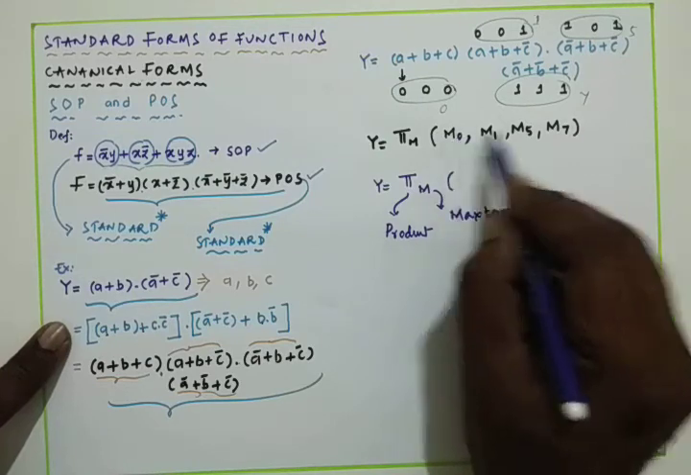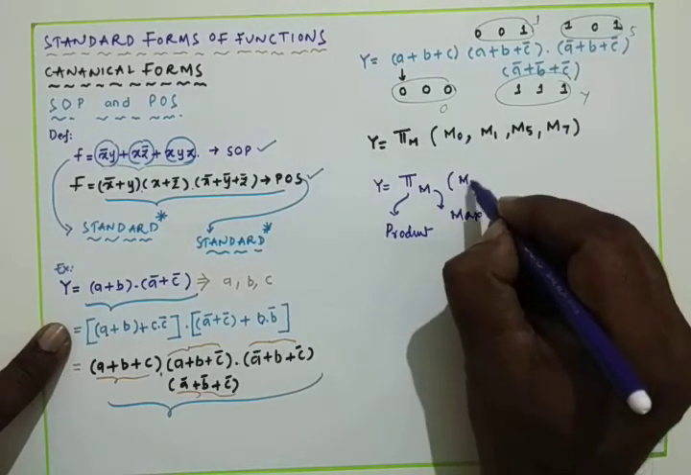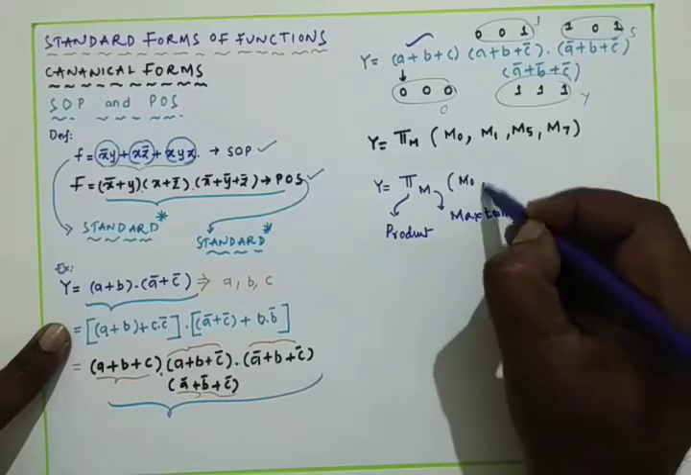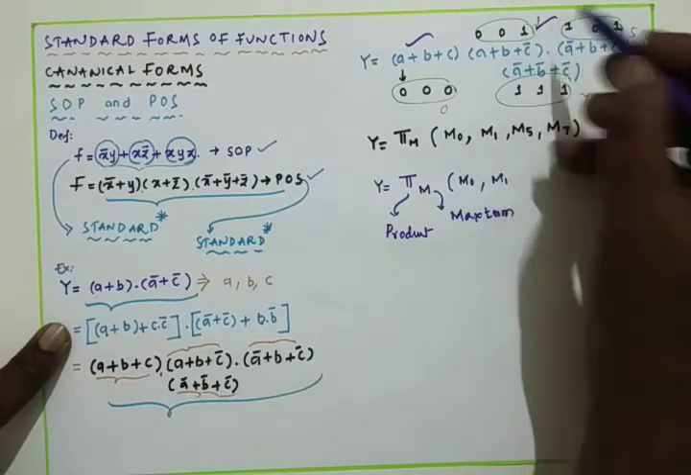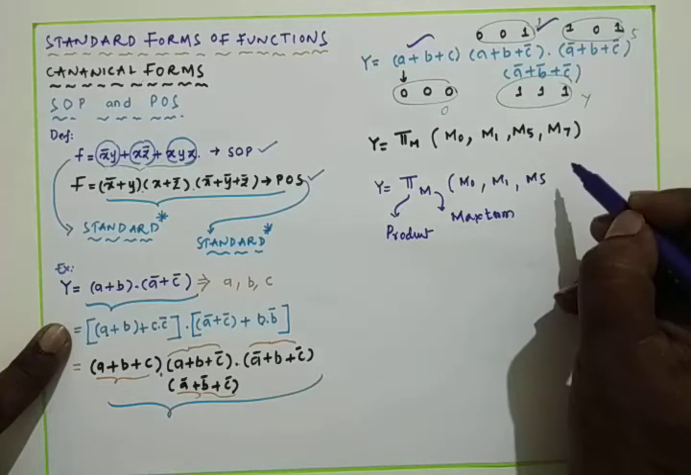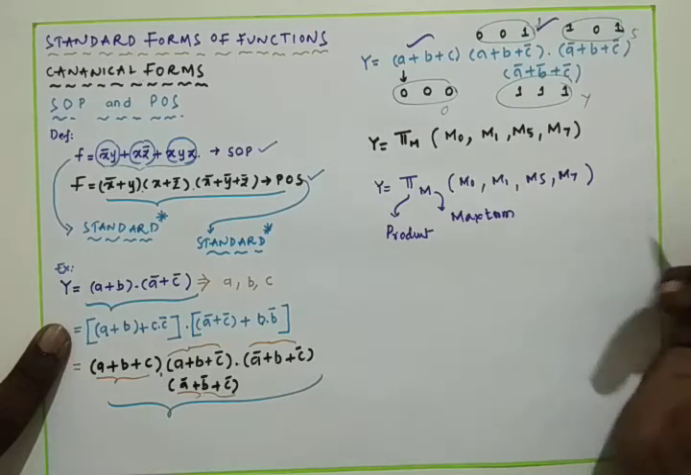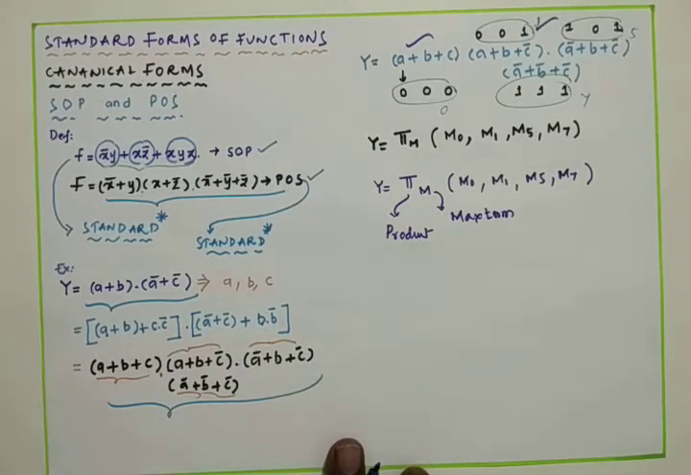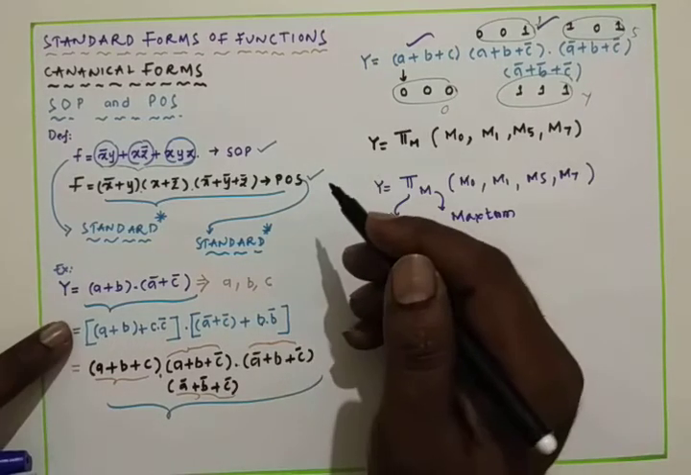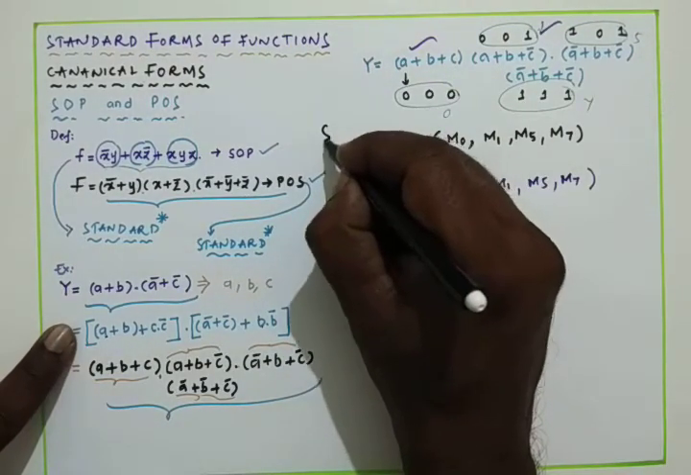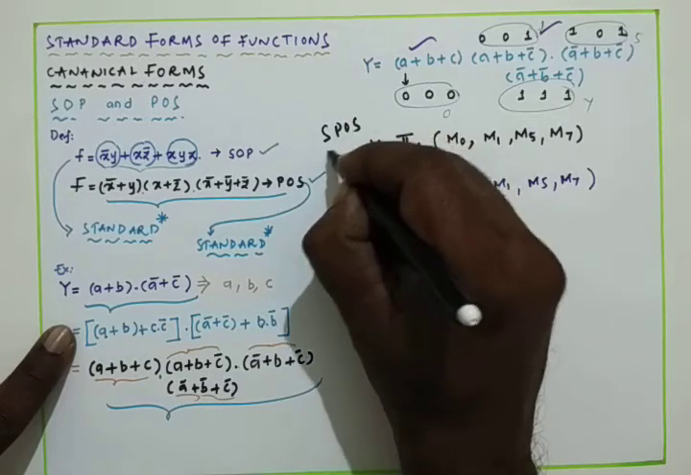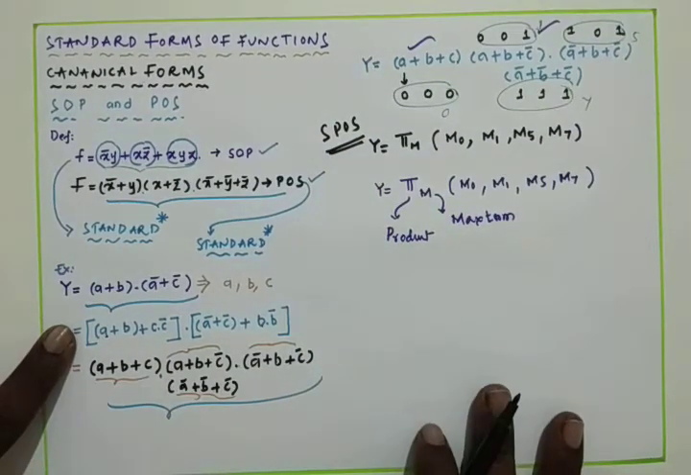Product of the four sum terms that are M0, that is this one, M1, that is this one, M5, that is A bar plus B plus C bar, and M7, that is 111. Now this is the standard form of product of sum. In the previous class we studied the sum of products. It is the standard form of POS.